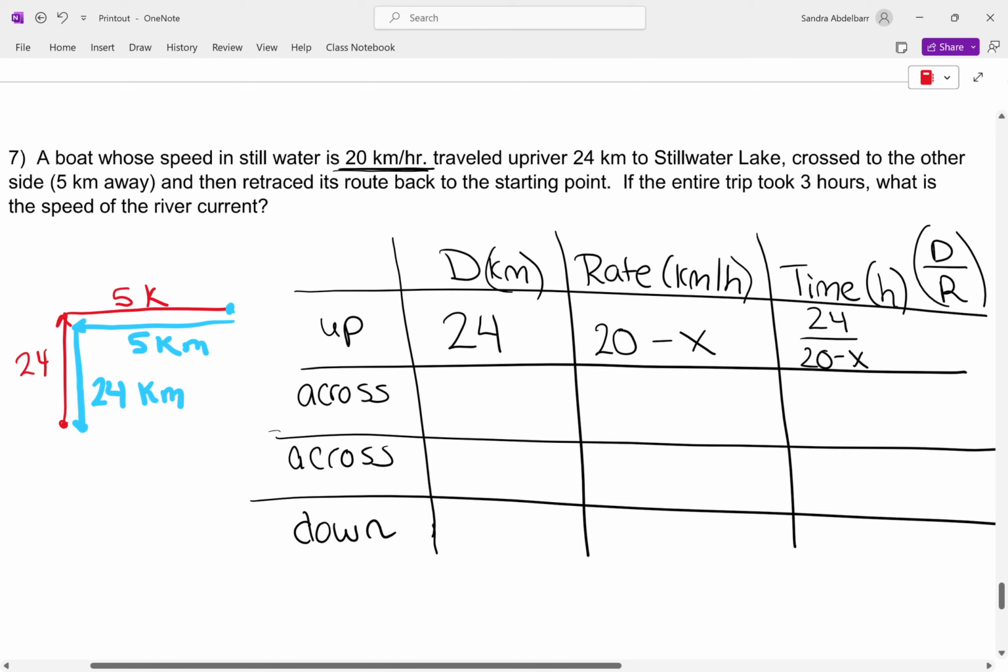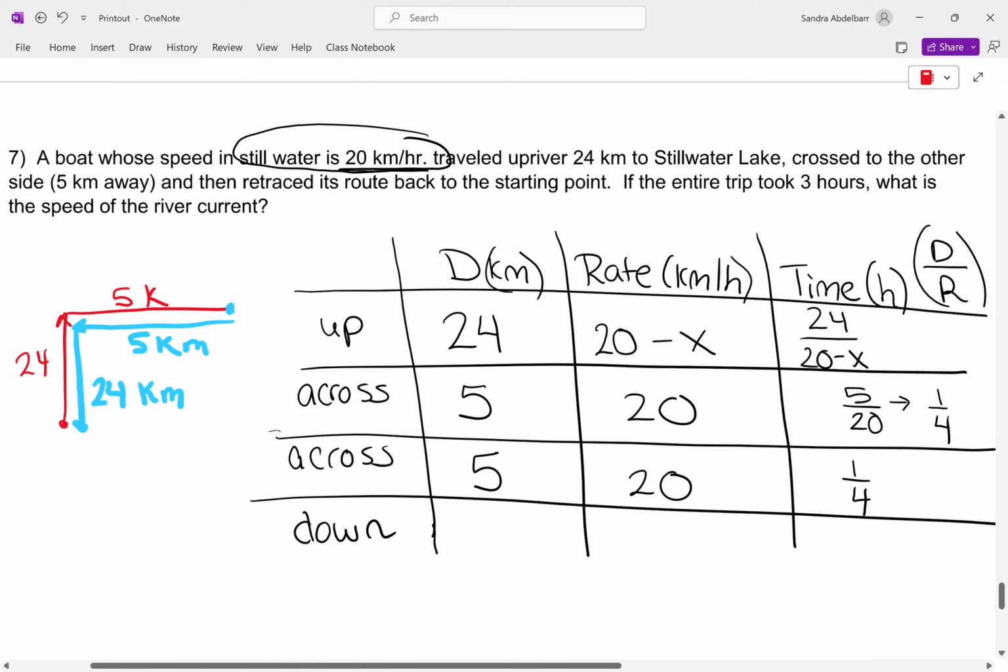All right, then we're going across. When you're going across, is the current adding to your speed, taking away from your speed, or not really doing anything? It's not doing anything to your speed when you're going across, right? Horizontal, still water. All right, so when you're across, it was 5 kilometers. That's how much it went across. And its rate, what is its rate in the still water? 20. And its time is going to be 5 over 20, which is equivalent to 1/4. But then didn't we go across again? So we have 5 over 20, and then 1/4.